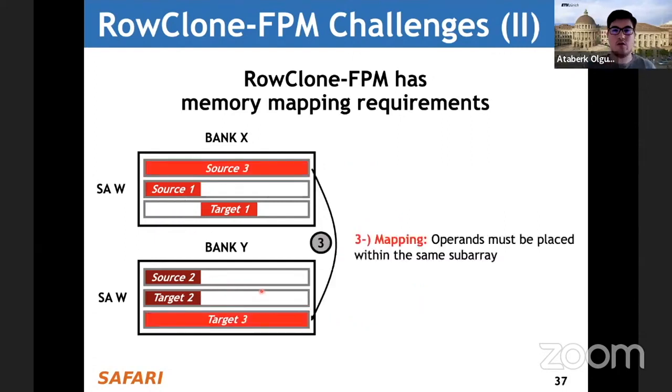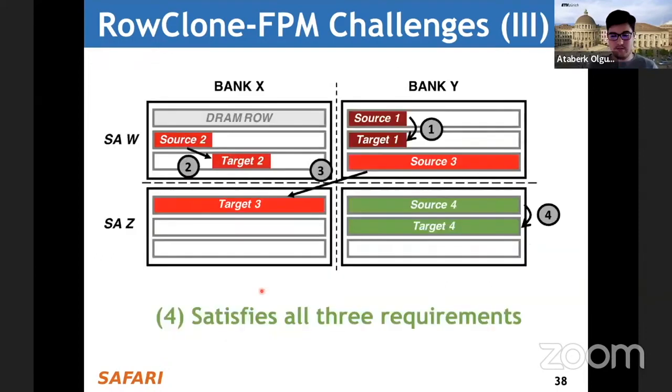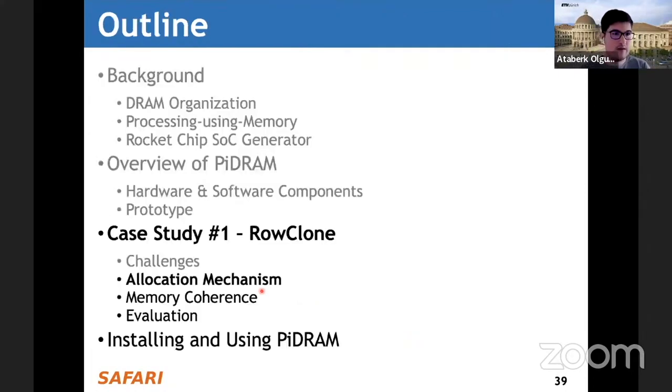And the third requirement is what we call mapping. This states that the operands must be placed within the same subarray. Otherwise they don't share the same set of sense amplifiers, and we cannot copy data using sense amplifiers the way I described in the earlier slides inside DRAM chips. So it won't be possible. And the fourth case here, the first three I already described. When the allocation satisfies all three requirements, we can perform RowClone operations correctly. And this is one challenge.